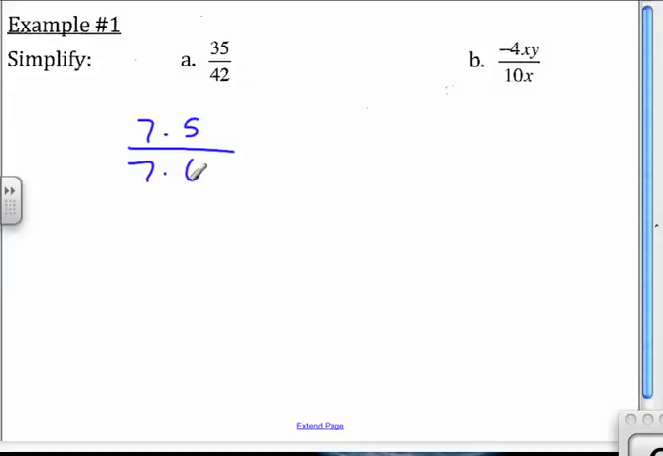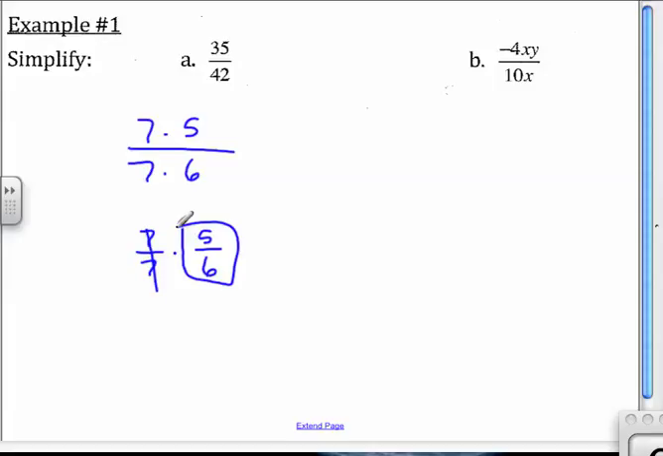And that rule earlier said that if I have two things on top being multiplied and two things on bottom being multiplied, I can separate it out so that it looks like this. 7 over 7, of course, is just 1. And so we're left with 5 over 6. Now, I'm not going to do that again, but I just wanted to show you how that related to what we were talking about in the intro.